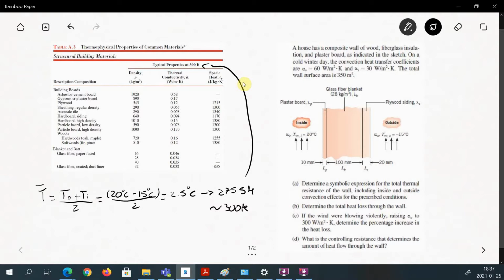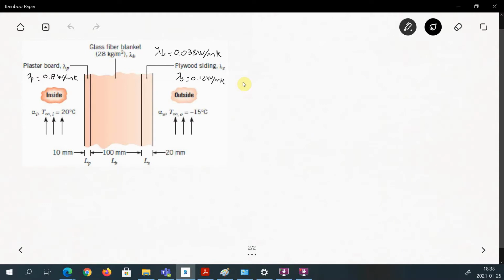So the conditions that we are looking for: plasterboard, glass fiber here, because they are giving us the density, plywood here, and plasterboard here. Perfect. Okay, great. So this is the problem that we have.